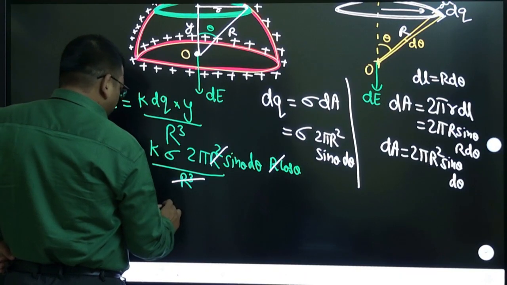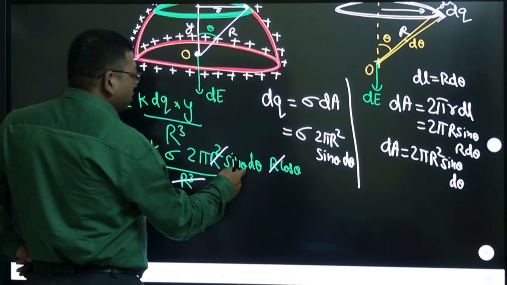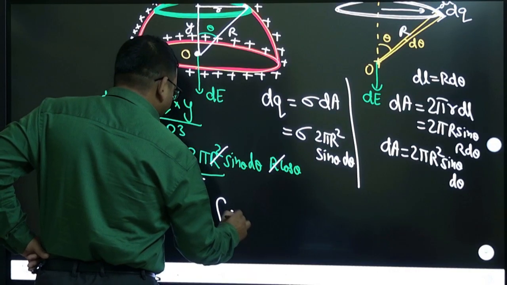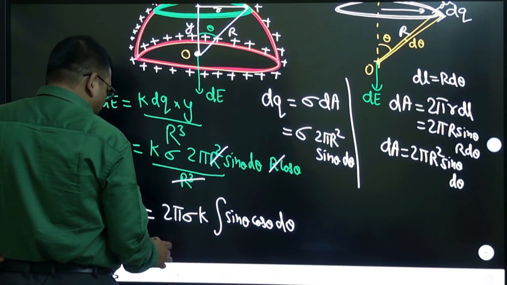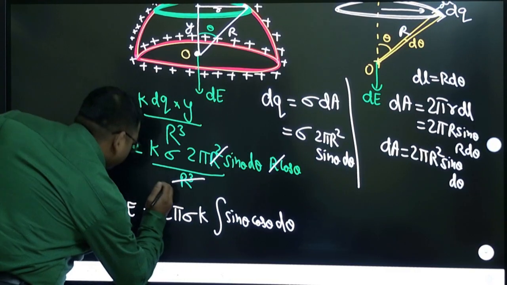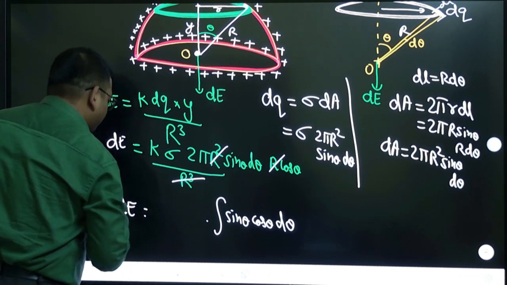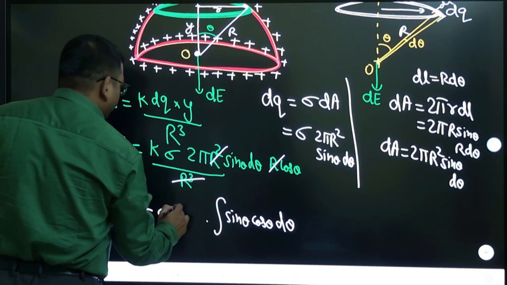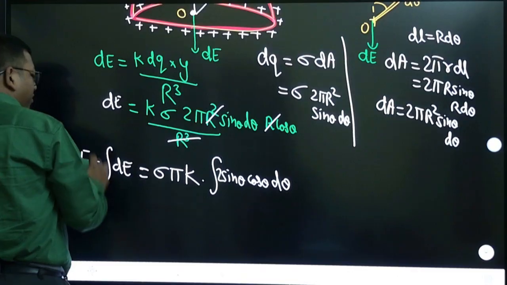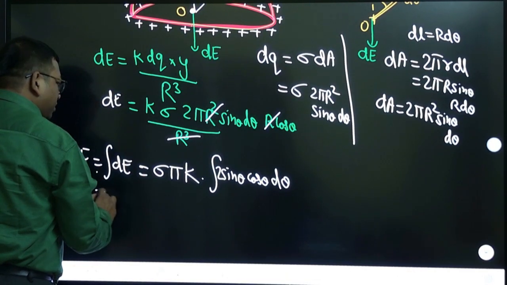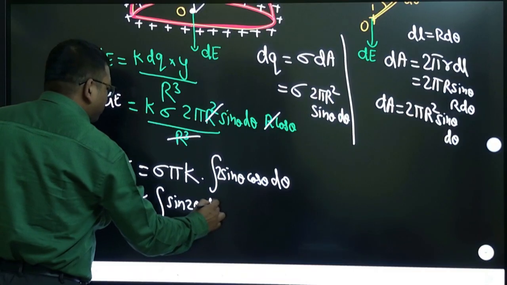So take the constant terms out: 2 pi sigma k has come out. We have only sine theta cos theta d theta remaining. Better you take these two also inside. Why am I saying that? Sigma pi k, keep 2 also inside, because 2 sin theta cos theta becomes sin 2 theta. Very easy to understand, because this sigma pi k will now have sin 2 theta, and now integrate sin 2 theta.